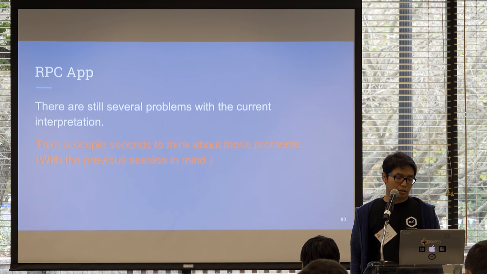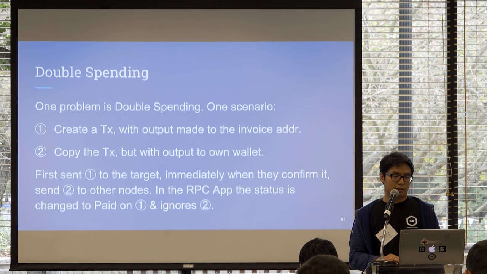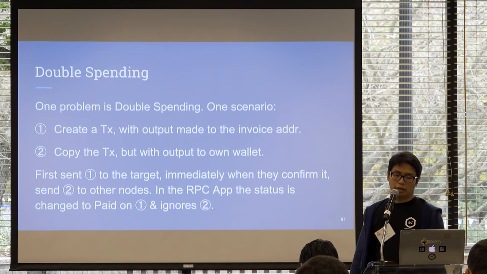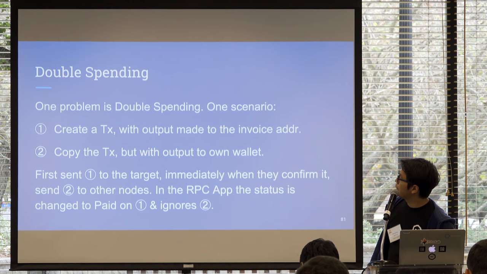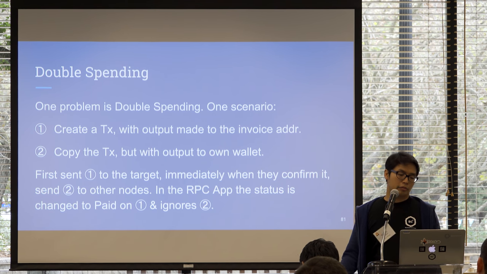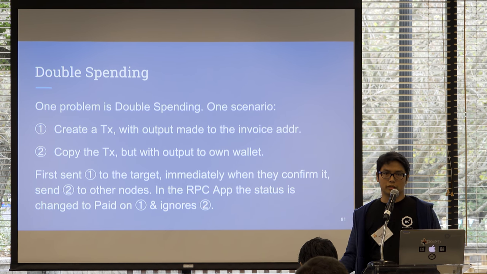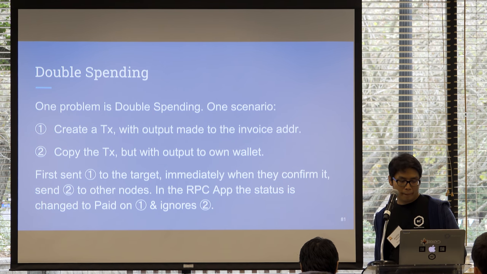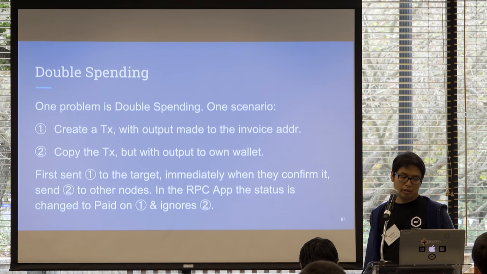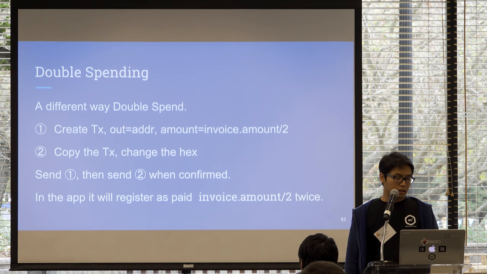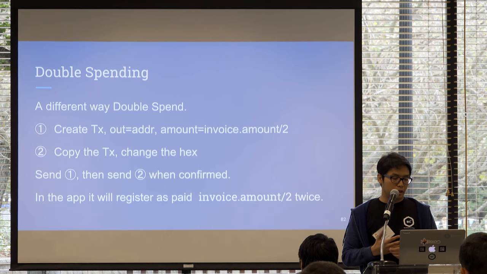Does anyone know? Well, I think Kali already explained it in the previous session: double spending, right? So one scenario: somebody creates a transaction with the output already made. They copy the transaction, but with a different one with the output to their own wallet. You send the first one to me, the business, and I say, oh, okay, that looks good. I'm going to mark it as paid. But when I send the message to him that it's paid, he sends the second transaction to everyone, and everyone picks up that instead, and I lost money.